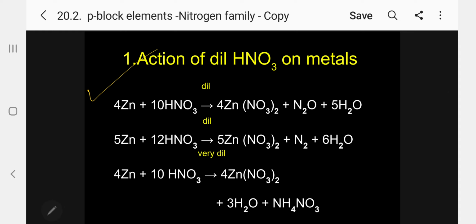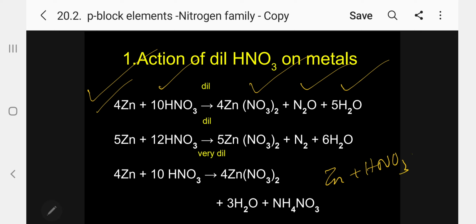So first I am taking zinc. See, various quantities of zinc and dilute nitric acid I am using, kindly follow. So 4 moles of zinc and 10 moles of nitric acid give zinc nitrate, N2O and water. Kindly follow. So normally the first step will be zinc plus nitric acid giving zinc nitrate plus hydrogen will be produced.